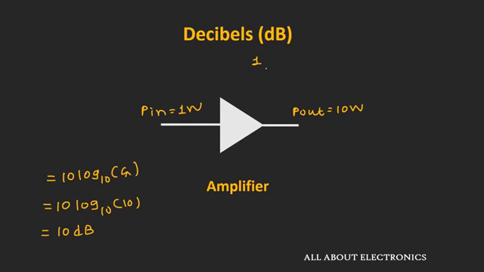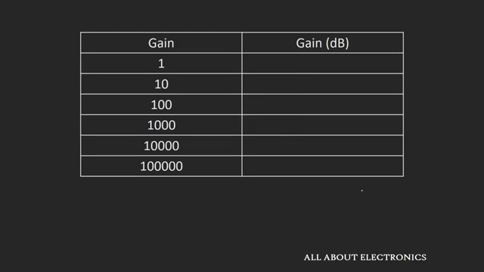And whenever the gain of the amplifier is 1, that means output is equal to input. At that time, the gain in decibel will be equal to 10 log of 1, which is equal to 0 dB. So in this way, we can represent the different gains in decibel. Whenever the gain is 1, it represents 0 dB. Whenever the gain is 10, it represents 10 dB. As you can see here, every time the gain is multiplied by the factor of 10, you will see an increase in gain of 10 dB.